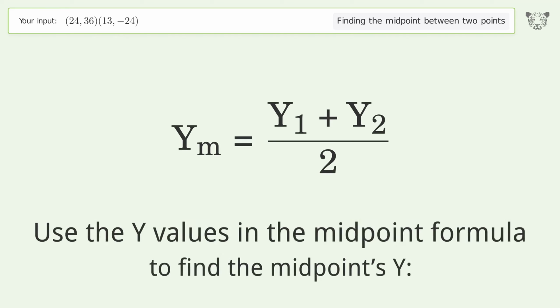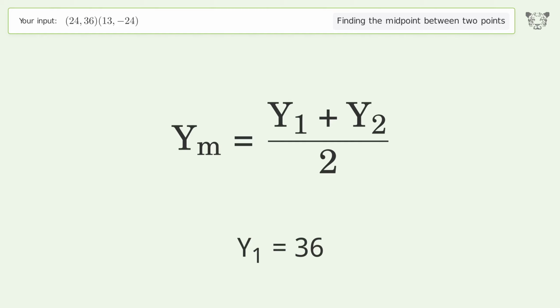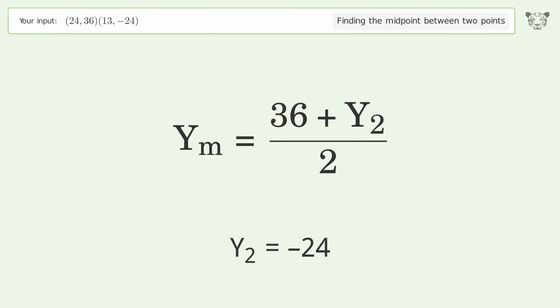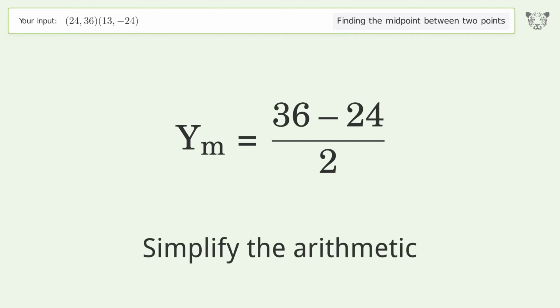Use the y values in the midpoint formula to find the midpoint's y. y1 equals 36. y2 equals negative 24. Simplify the arithmetic.